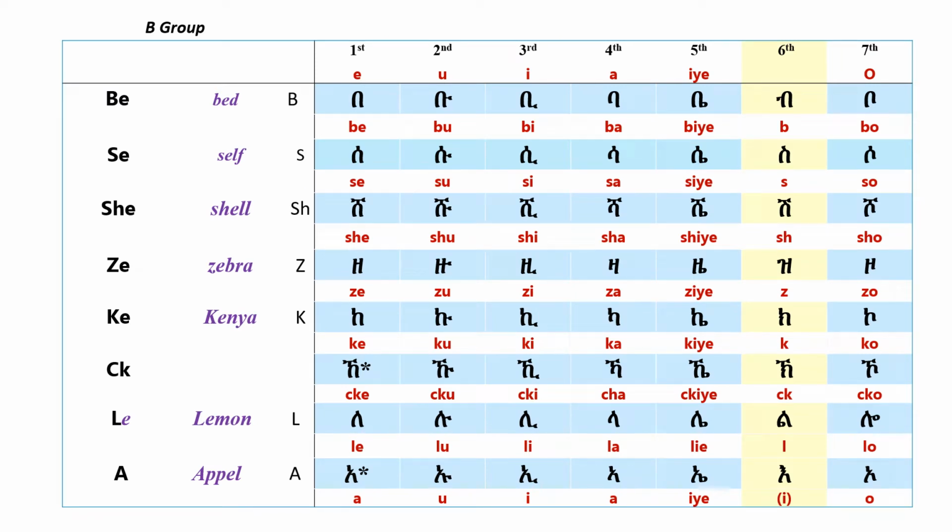In the first and second lessons, we have learned the letters B, C, Sh, Z, K, H, L, and A. We have learned also that every letter set is formed by 7 rows. B, Bu, Bi, Ba, Bie, B, Bo. Se, Su, Si, Sa, Sie, S, So. And we have seen which row corresponds to which Latin vowel.